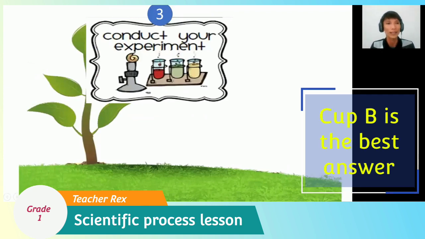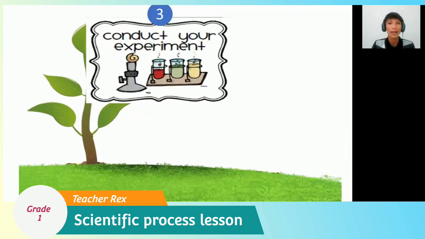In number 3, that is the third step of our scientific process: conduct your experiment. So our hypothesis for our seed plant experiment was this. If we plant one of our seeds in cotton and the other seed normally in soil, then the seed that we planted in the soil would grow faster because it absorbs more water, and faster than cotton.